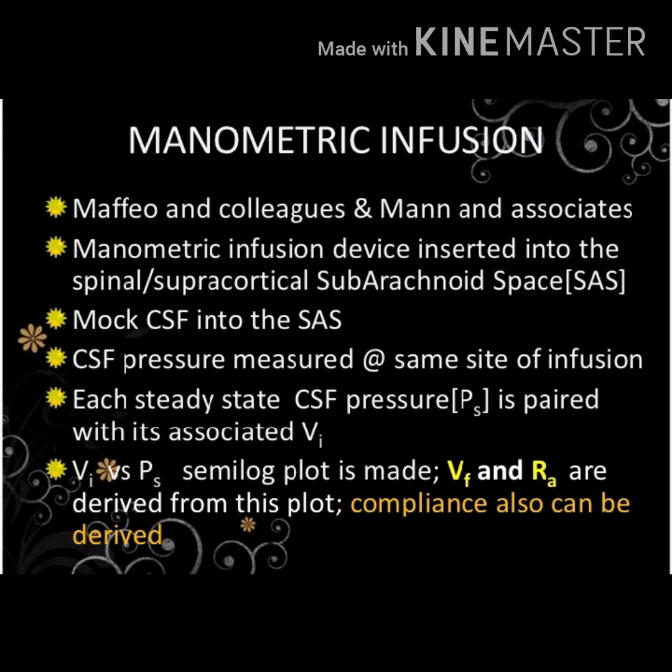Next method is manometric infusion. Here a manometric infusion device is inserted into the spinal subarachnoid space to move CSF into the SAS. CSF pressure is measured at the same site of infusion. Each steady state of the CSF pressure is paired with its associated V1 values.